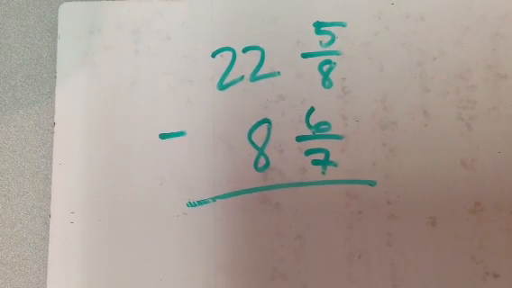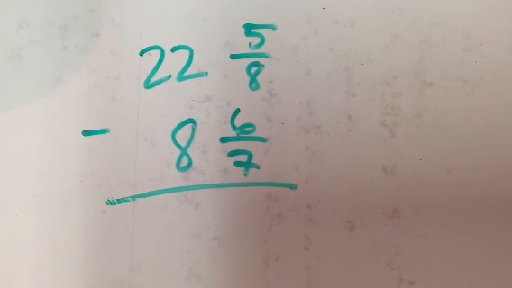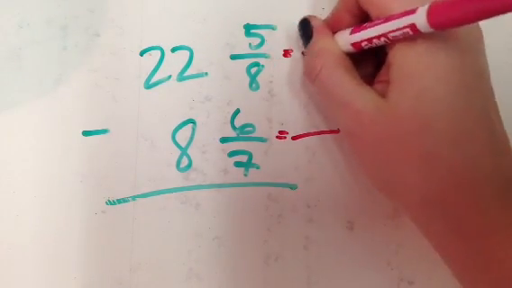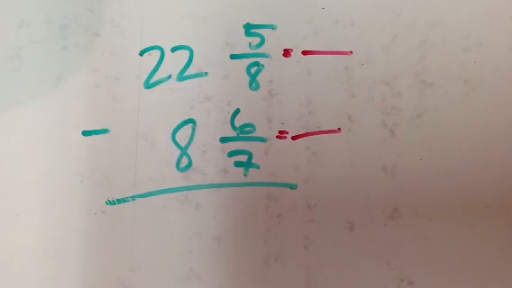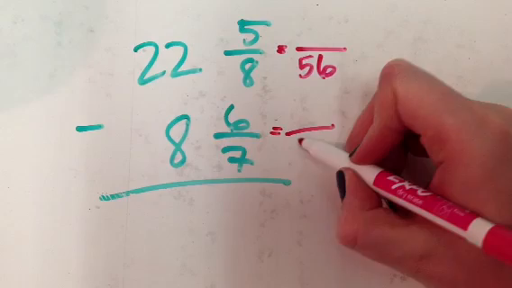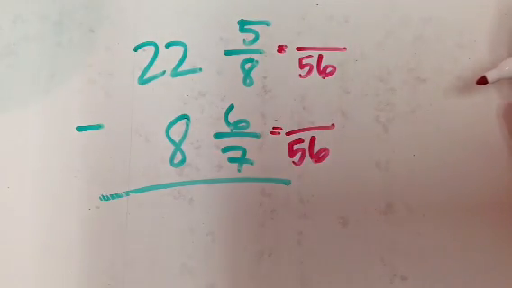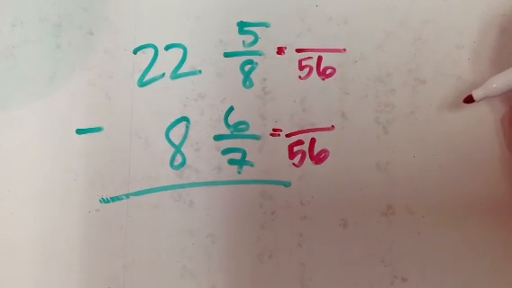Let's just look at one more example to make sure that you've got it. Because again, this is really where the subtraction piece gets tricky. 22 5/8 minus 8 6/7. First thing I have to do, common denominator. Oh my gosh, the least common multiple of 8 and 7, I think, is 56, right? 8 times 7, they don't have anything in common before that. That is a super huge number, but that's okay. We can totally do this.